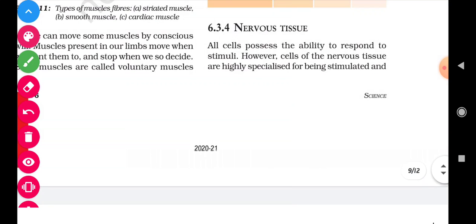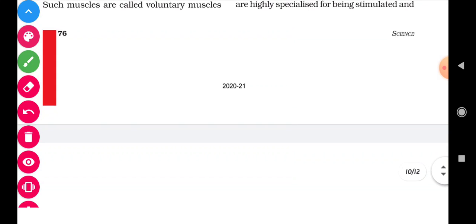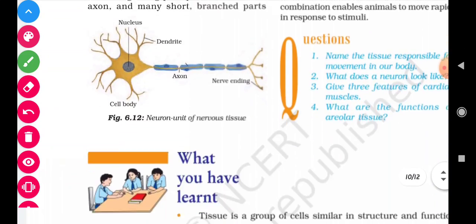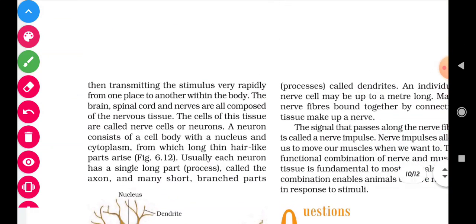Means student, here it is saying that the cells of the nervous tissue are very specialized. Means it is special in function for being stimulated, means enacted, started, and then transmitting the stimulus, means the signal. In simple words, it transmits the stimulus very rapidly from one place to another within the body.